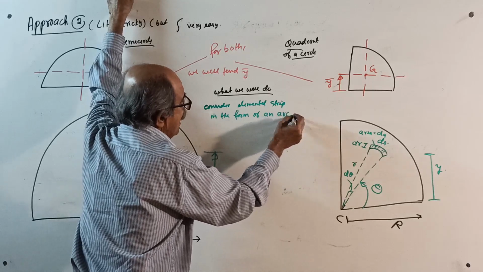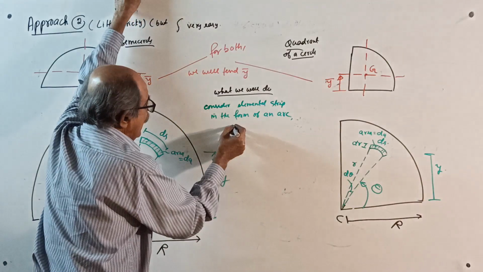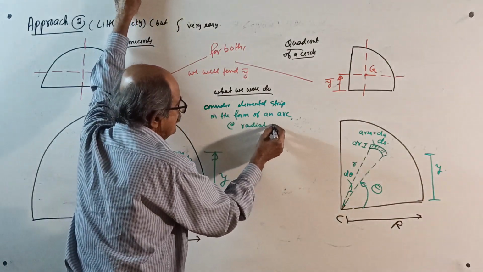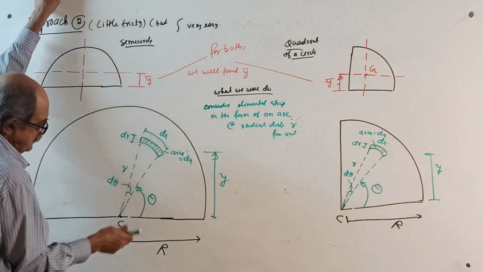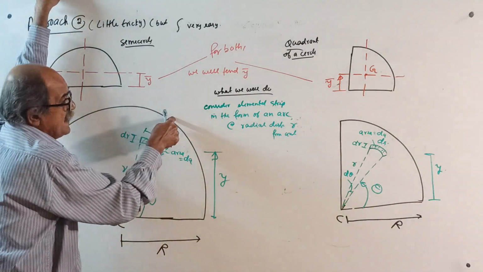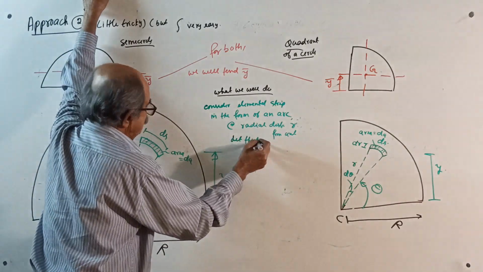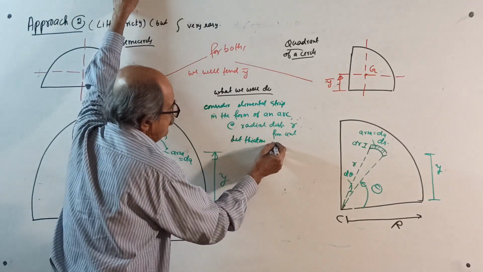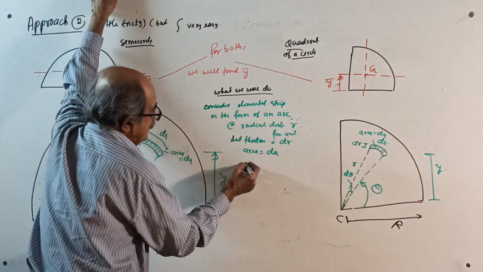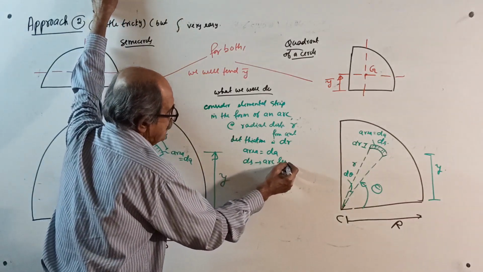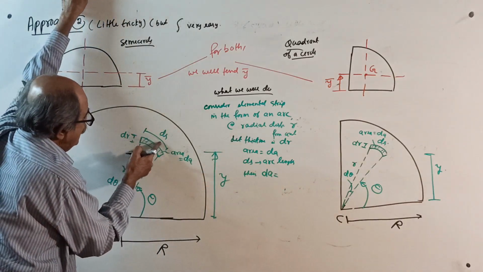in the form of an arc, this way, where the elemental strip arc is at radial distance small r from the center. This is capital R, from the center to the extreme; up to here is small r. Let the thickness be dr, area dA, and let ds be the arc length. Then dA will be ds into dr.